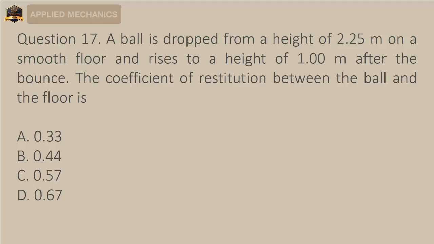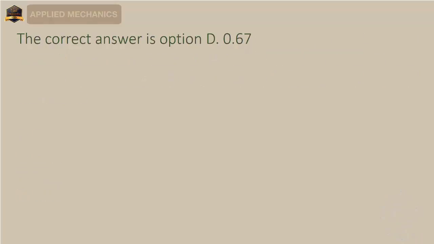Question 17. A ball is dropped from a height of 2.25 meters on a smooth floor and rises to a height of 1.00 meters after the bounce. The coefficient of restitution between the ball and the floor is: A. 0.33 B. 0.44 C. 0.57 D. 0.67. The correct answer is option D, 0.67.